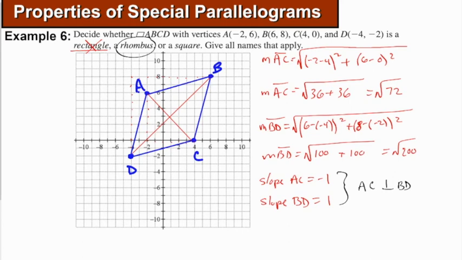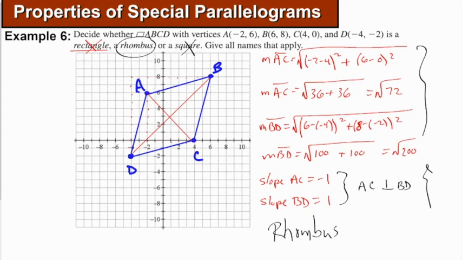And for it to be a square, it would have to be both a rectangle and a rhombus, so it's not a square. And we would say that parallelogram ABCD is a rhombus. So using the diagonals gives us fewer calculations to perform. We see that we only had to do distance formula on 2 diagonals. We only had to do slope on 2 diagonals, and we were able to determine that it was not a rectangle and that it was a rhombus.